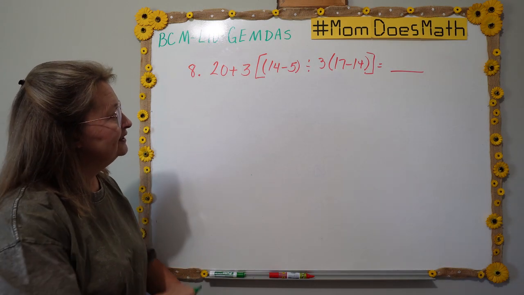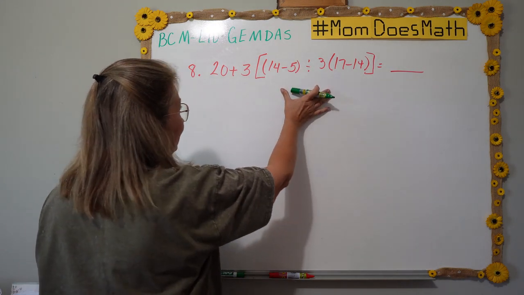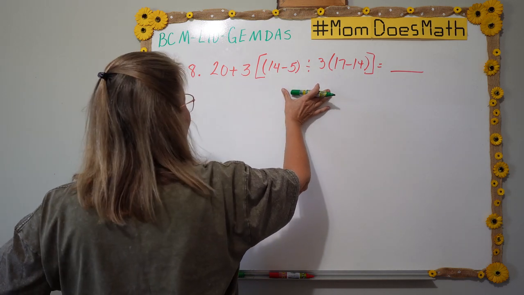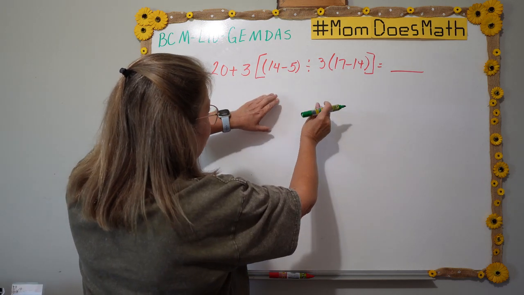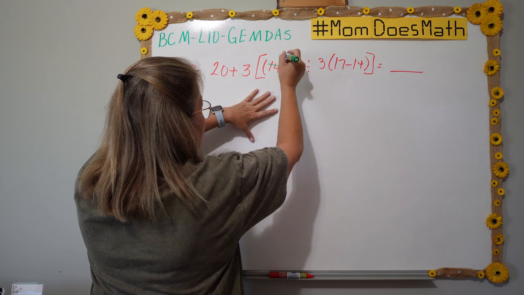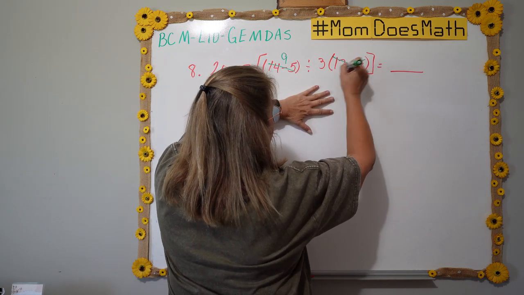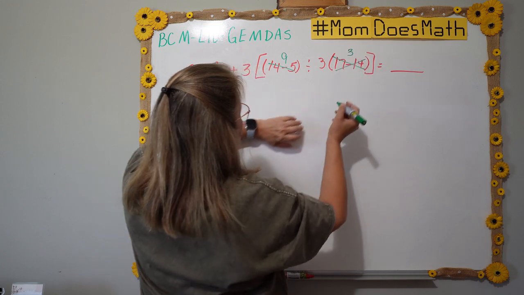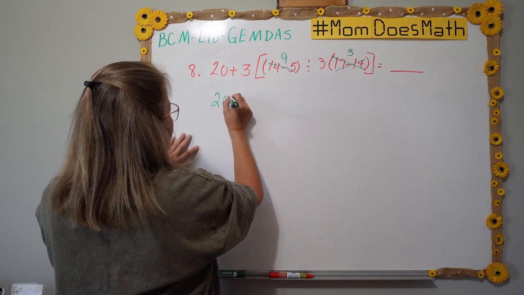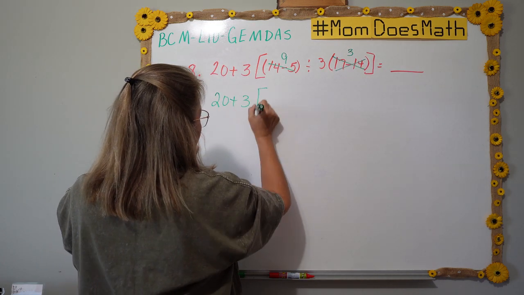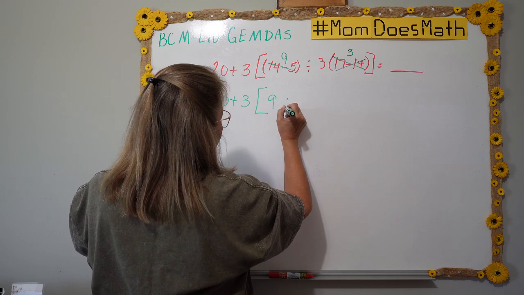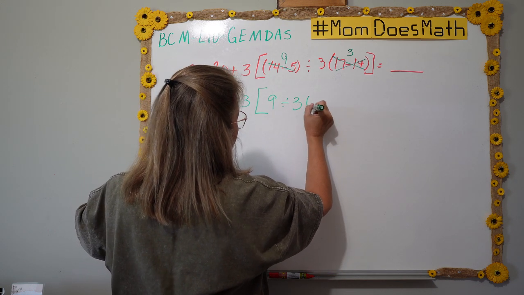Okay, for number 8, let's go inside the brackets, and then we're going to do the grouping symbols that are inside there first. So 14 minus 5 is 9, and 17 minus 14 is 3. All right, and I'm going to come under here and I'm going to clean this up some. Now, that'll make it easier for you to see what I'm dealing with.